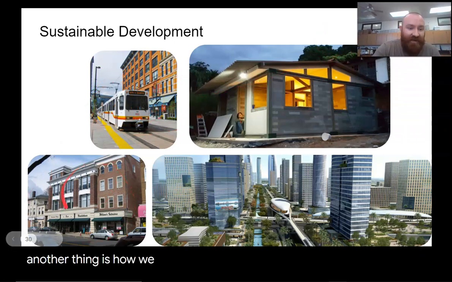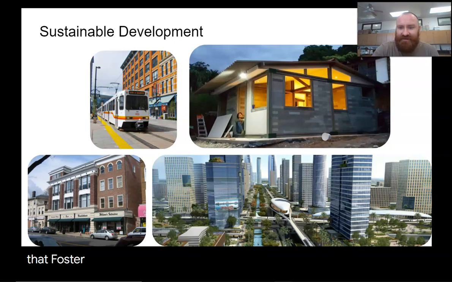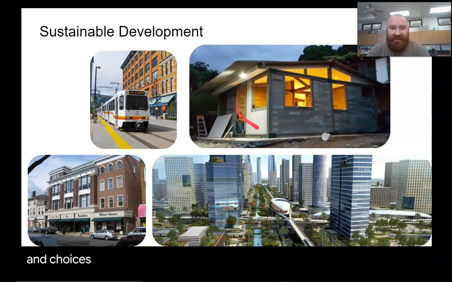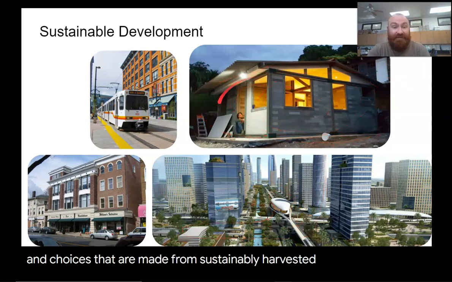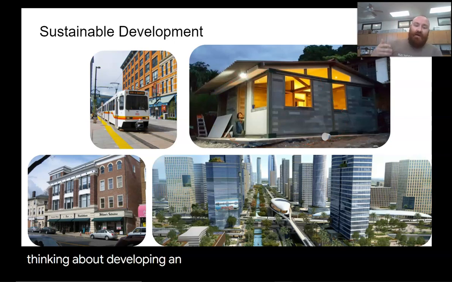Another thing is how we live. How can we live in ways that are going to reduce the need for transportation and also increase our happiness? Places that foster a strong sense of place and preserve open space, and people are happy and have opportunities to walk, a range of housing opportunities and choices that are made from sustainably harvested materials, recycled materials. So these are the things that we need to consider when we're thinking about developing an urban world sustainably.